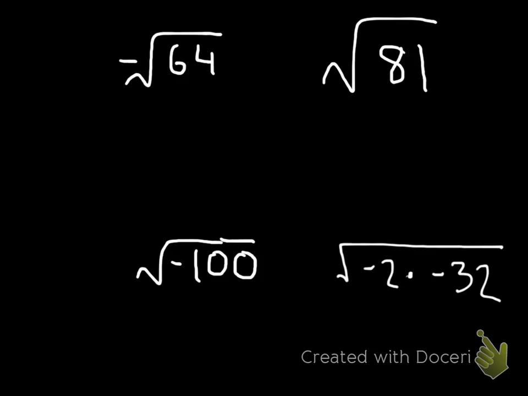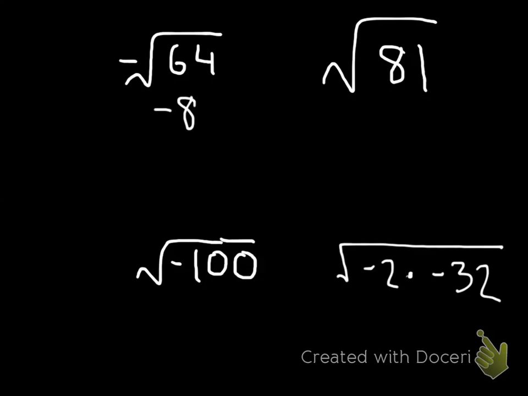So let's try some guided examples. We'll go through this with you. Just follow along. So our first problem, the negative square root of 64. Remember, the radical acts like a parentheses, so we do whatever is in it first, so 8, and then we bring the negative sign down, so that's negative 8, and that's our answer.